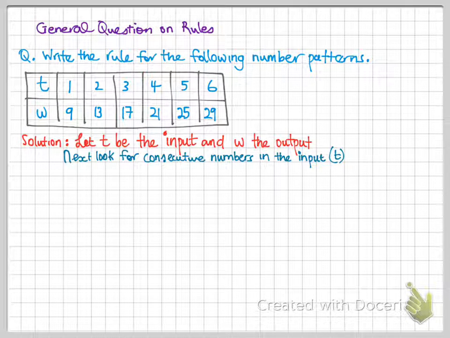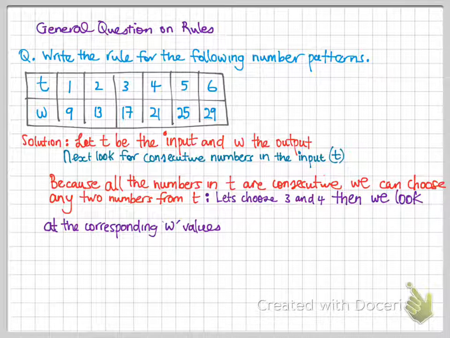Remember, when we are trying to find the rule, we look at consecutive numbers in the input, but we can see the input T is only made up of consecutive numbers. So we have 1, 2, 3, 4, 5, 6, and we can choose any 2 consecutive numbers. Okay, right, so now I'm choosing 3 and 4, and then we need to look at what are the W values when T is 3 and T is 4.